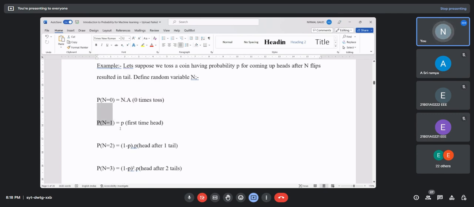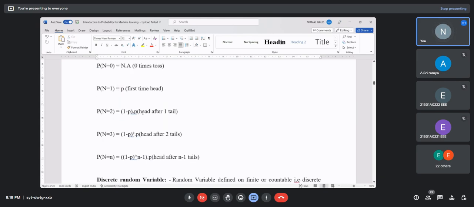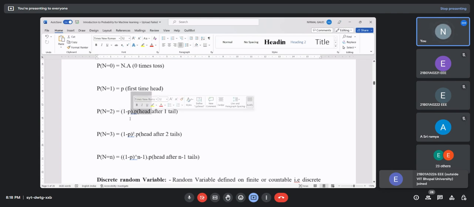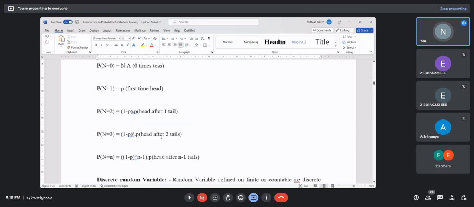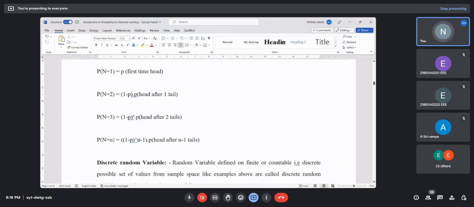If N equal to 1, the first time head comes, P is the probability. N equal to 2, head after one tail, so the probability is (1 minus P) into P. If the first two tails come and then head came, then the probability is (1 minus P) squared into P. That means 1 minus P is again multiplied. Head came after n minus 1 trials, so it will be (1 minus P) to the power n minus 1 into P. This is the probability.